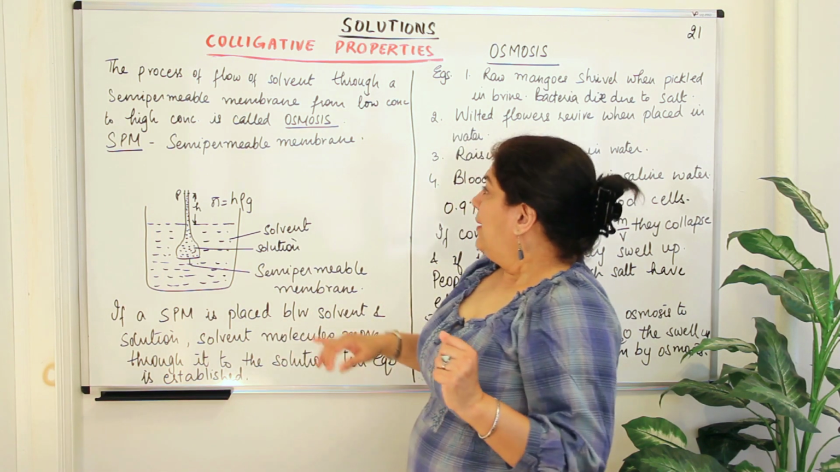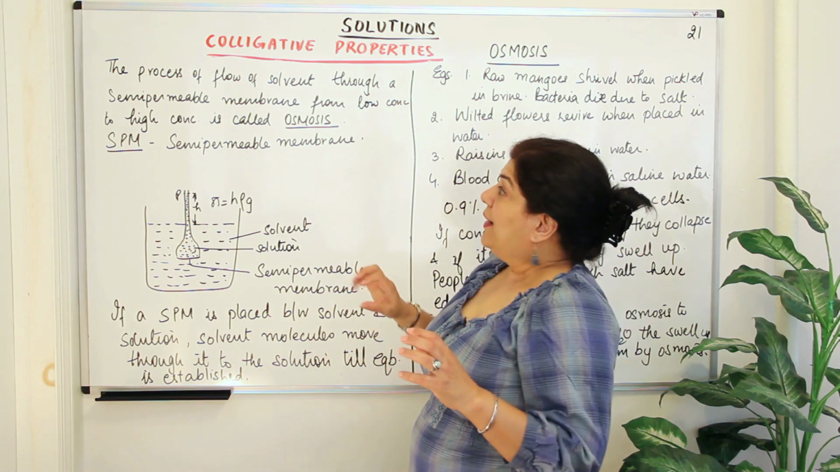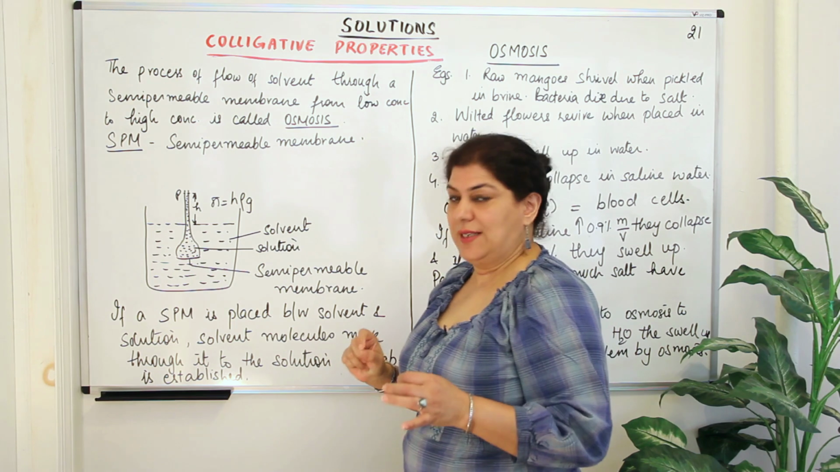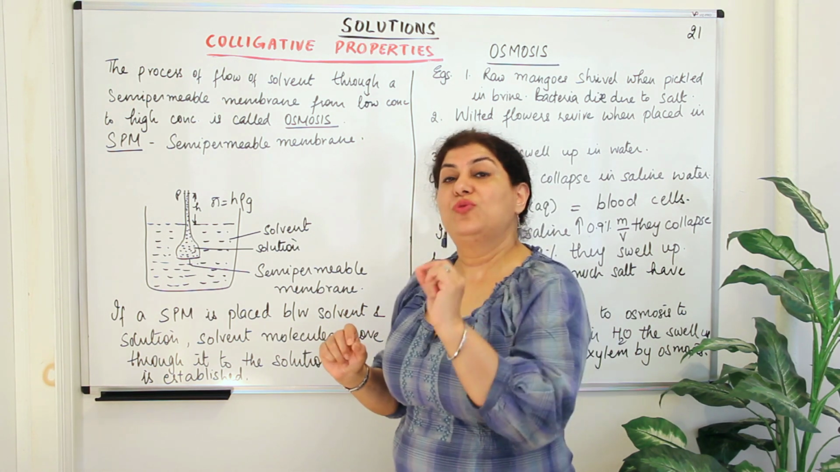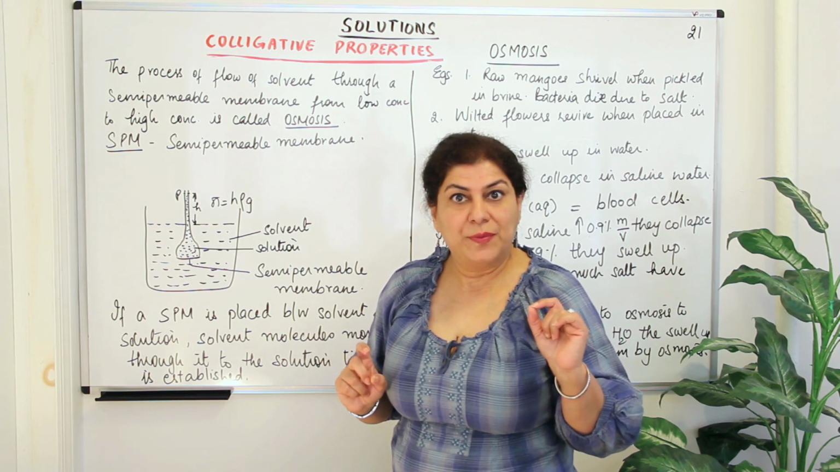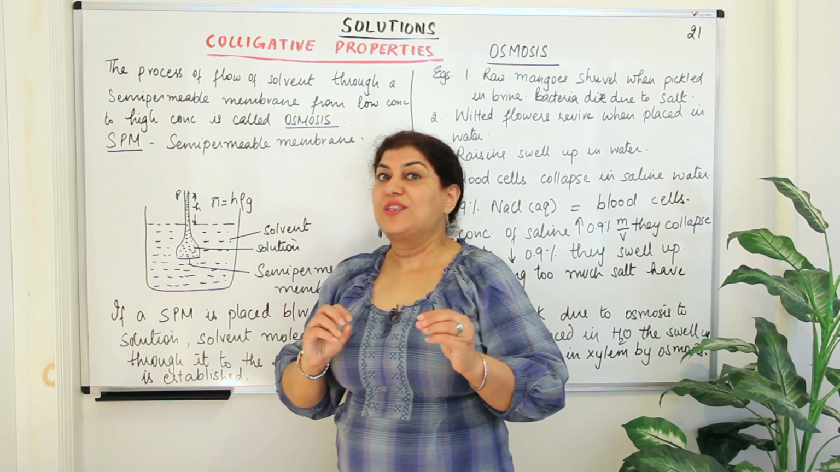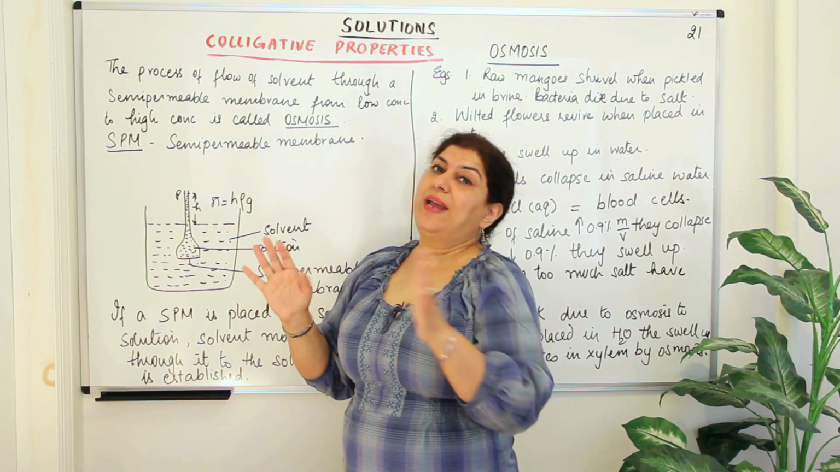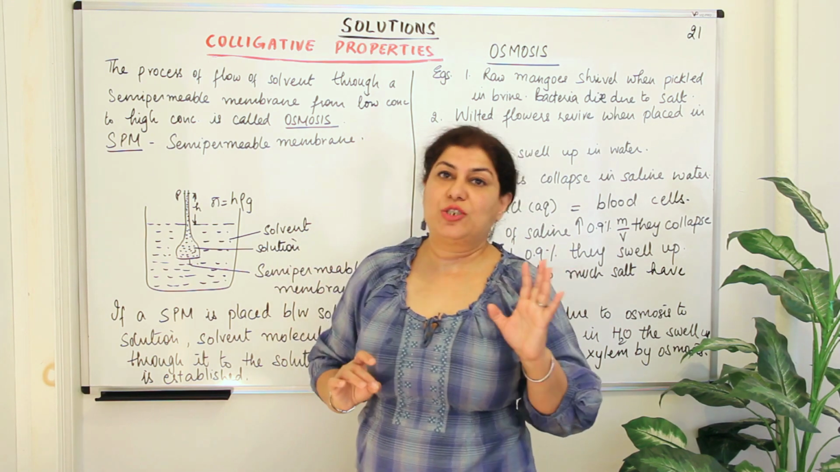Now that you understand what semi-permeable membranes are, let us come to what osmosis is. This process of only the solvent molecules moving through a semi-permeable membrane, this process of the molecules of the solvent moving through a semi-permeable membrane, is known as osmosis.